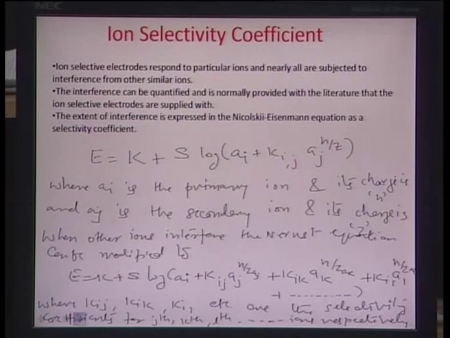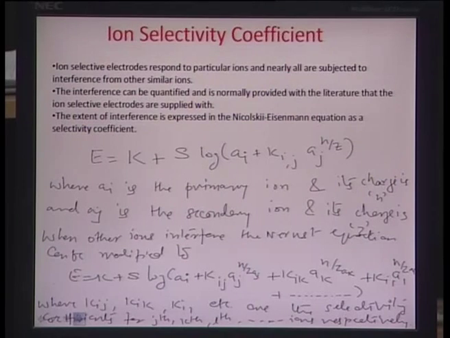And there is a set of equations called the Nicolsky-Eisenman equation, which is used for predicting the EMF value of such components together in an electrochemical solution, and the effects of those components on the measured EMF of such a solution. So, for designing ion selective electrodes, a very important factor is the ion selectivity coefficient. So it is a quantification of the interference.